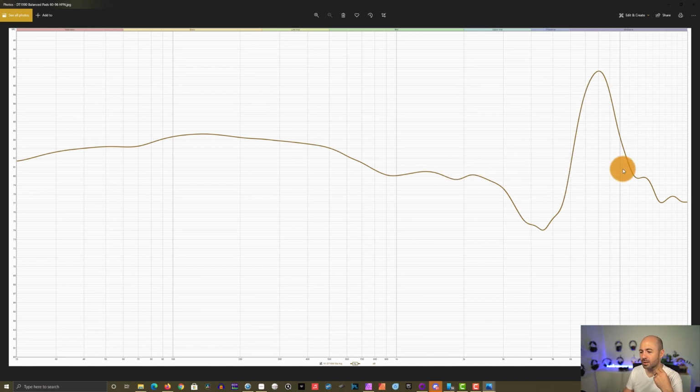So if there were little minor lumps and bumps here, it wouldn't necessarily define the character of the headphone, because it's kind of in line with everything else. What you see though is this big peak tells us that that's going to be really significant in its frequency response, and it actually is.